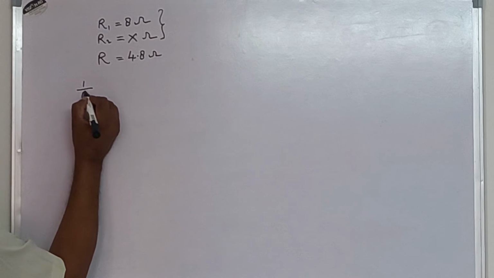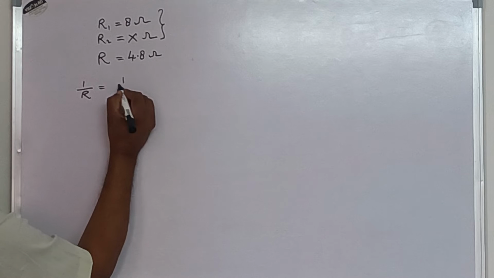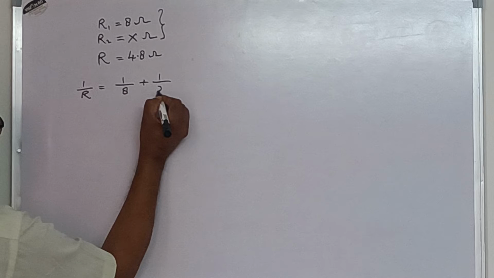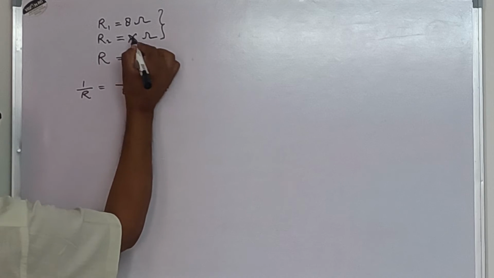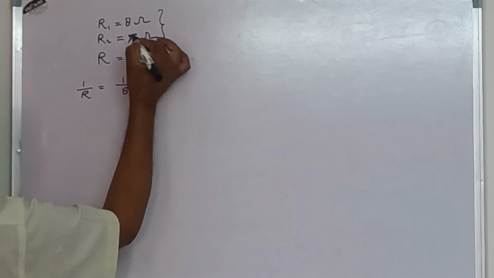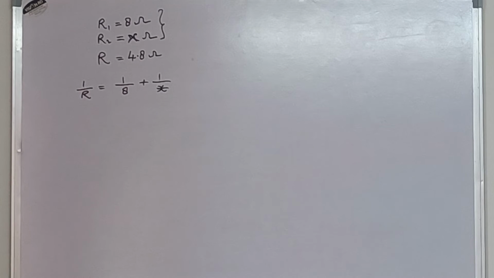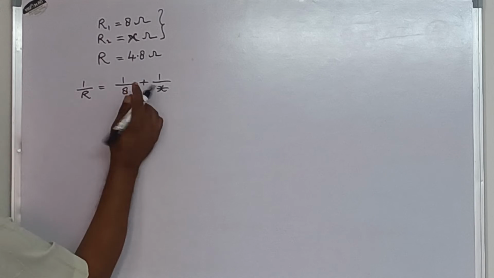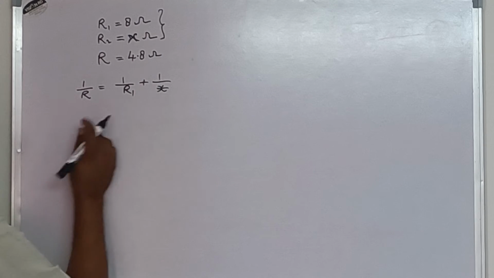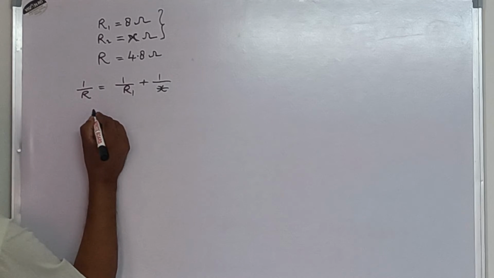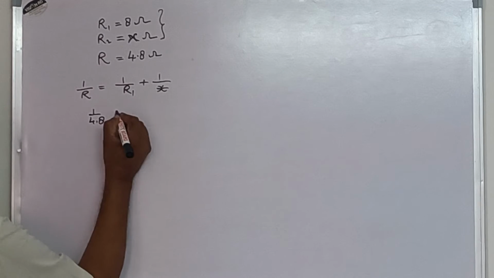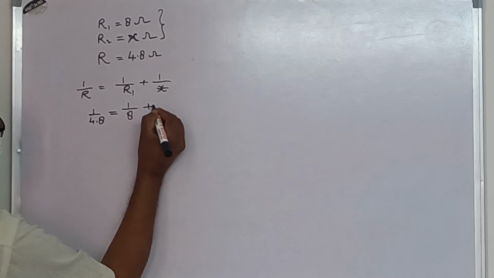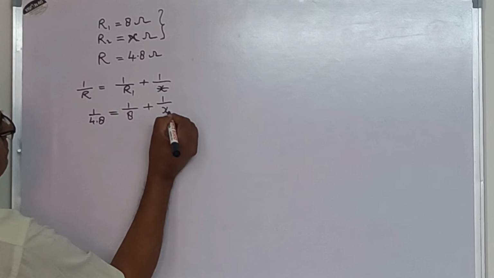Then use the parallel formula. 1 by R is equal to, very simple, 1 by 8 plus 1 by X. This one, this is X, unknown resistance. Now this is given, this is R1. Now put the value of R. This is 1 by 4.8, 1 by 8, simple mathematics, 1 by x.